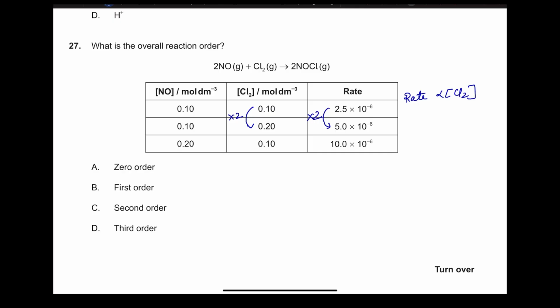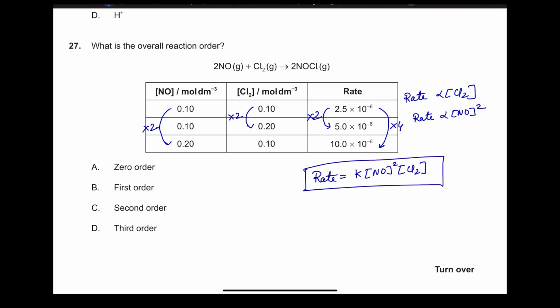Next, the Cl2 concentration is again the same as the initial one. If I am doubling the NO concentration, what happens? 2.5 becomes 10, because 10 to the power minus 6 is the same. So 2.5 times 4 is 10. So if you double NO, the rate becomes 4 times. So I can say rate is directly proportional to NO squared. Okay, combine them together. Rate is k times [NO] squared [Cl2]. This is the rate expression. Order would be, just add up the powers, 2 plus 1, which is 3. This is a third order reaction.